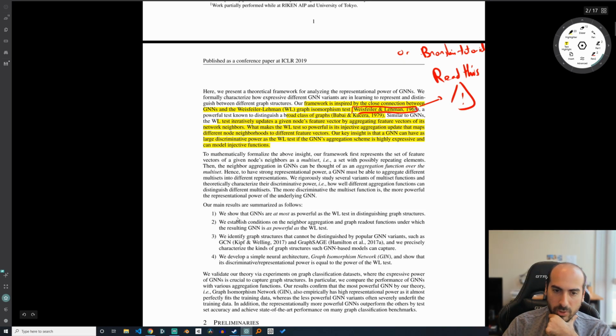We show that GNNs are at most as powerful as the WL test. We establish conditions on the neighbor aggregation and graph readout functions under which the resulting GNN is as powerful as the WL test. We identify graph structures that cannot be identified by GCN, and we precisely characterize them. We develop a simple architecture, graph isomorphism network, and show that its discriminative representation power is equal to the power of the WL test. Interesting.